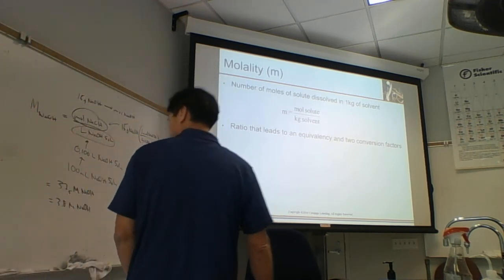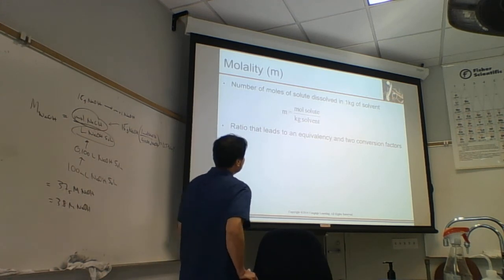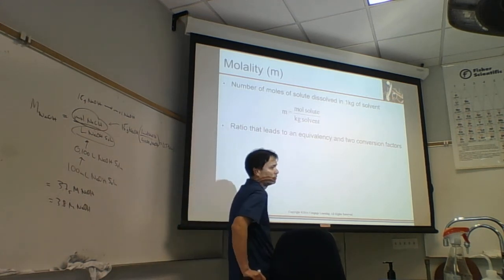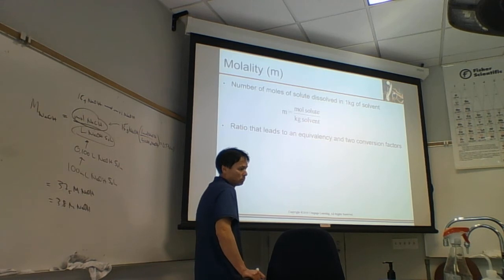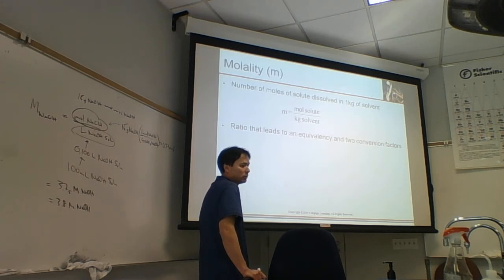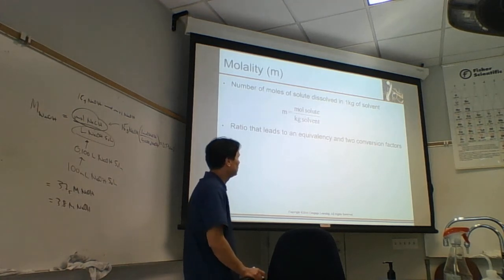It's not as convenient, because here it's moles of solute per kilogram of solvent. So if I had sugar water, I'd have to know how many kilograms of sugar and how many kilograms of water I have. Versus molarity, I just need to know how many liters of sugar water I have. Well, it's a lot easier to know how many liters than how many kilograms of sugar and how many kilograms of water. And so molality isn't as convenient.